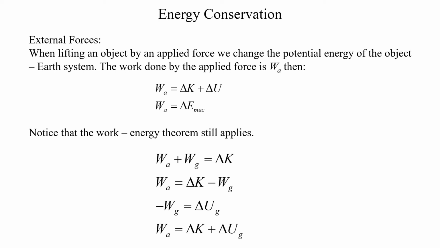All right, now notice that our work-energy theorem still applies. So the work done by the applied force plus the work done by gravity equals the change in kinetic energy. So we solve for the work done by the applied force, and we get the change in kinetic energy minus the work done by gravity. Well, we defined the change in gravitational potential energy as the negative of the work done by gravity, so the work done by the applied force equals the change in the kinetic energy plus the change in the gravitational potential energy. So the work-kinetic energy theorem still applies.